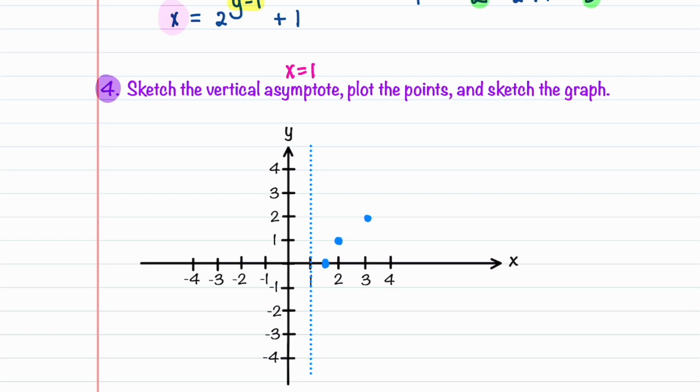Because we know the shape of the parent graph, this is really enough points to sketch this graph. Let's go ahead and sketch it. It starts down here at the asymptote, and then it comes up and goes like this. And that's it. Let's graph another one that has logarithmic decay.